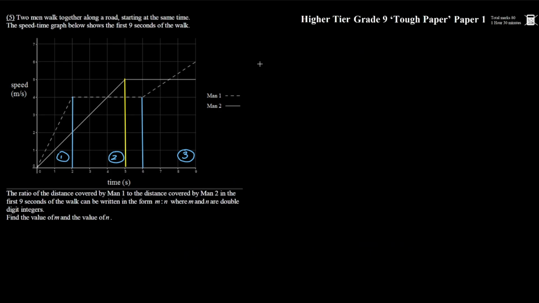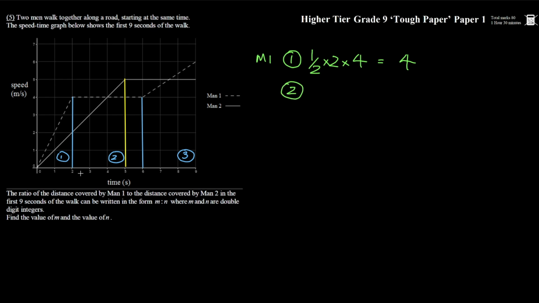Okay, dealing with man 1 first. He's got 3 areas of his journey here. Remember, the area under a speed time graph is the distance. So this will be distance 1, distance 2, distance 3, and we have to add them all up. So the area of distance 1 is half the base times the height. Half of 2 is 1, multiplied by 4, works out to be 4.